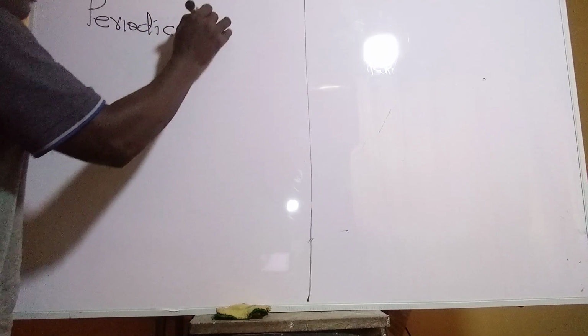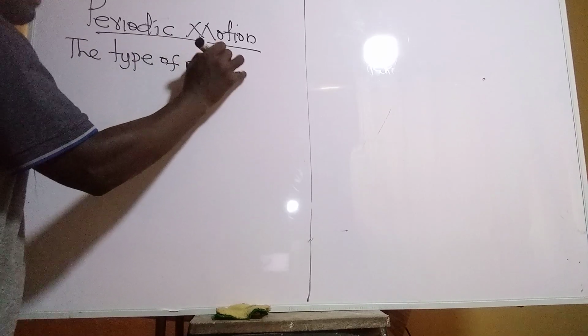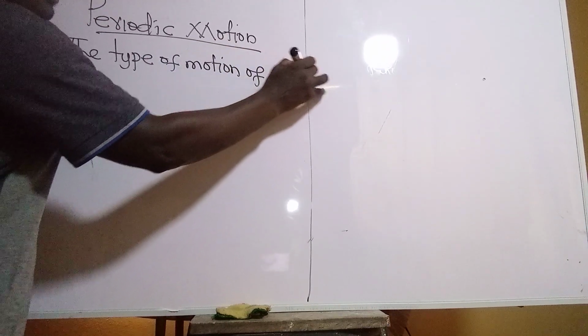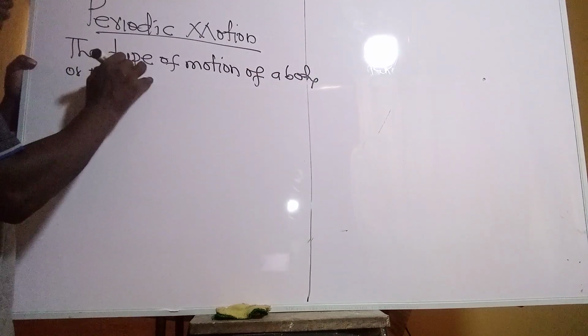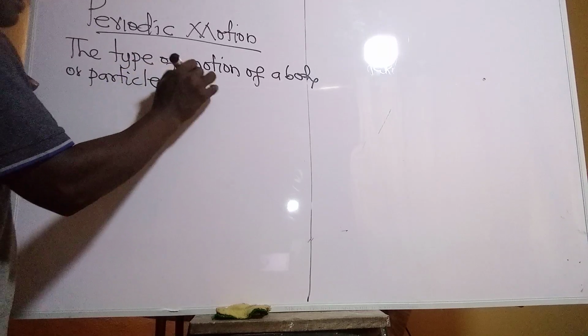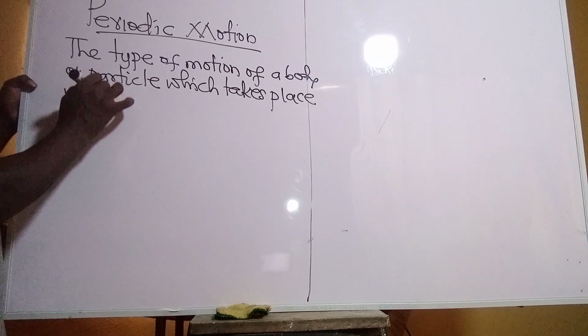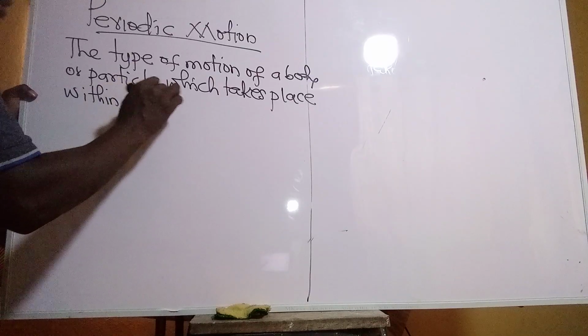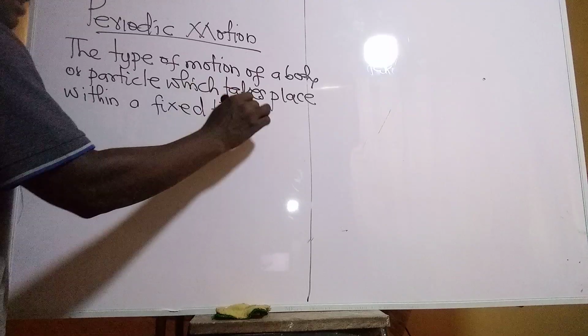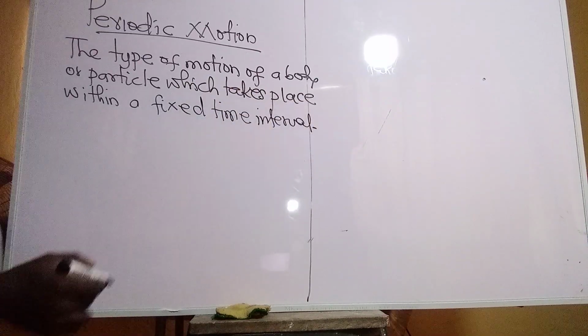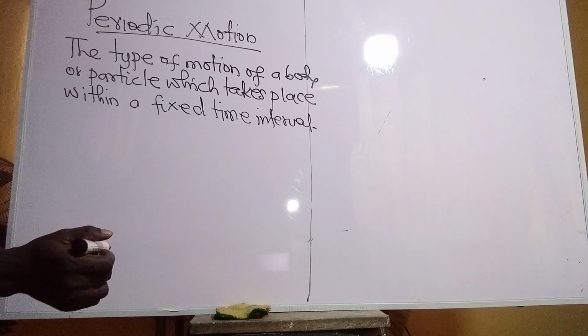Quick one about the definition. We said that periodic motion is the type of motion of a body or a particle which takes place within a fixed time interval.